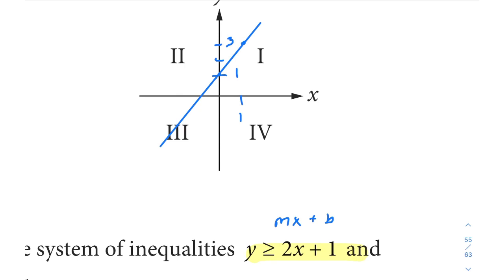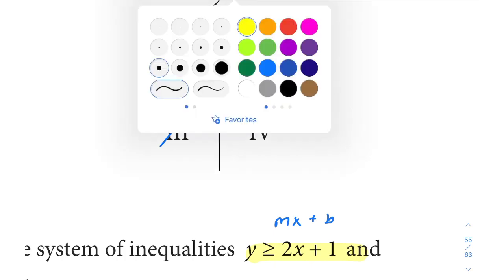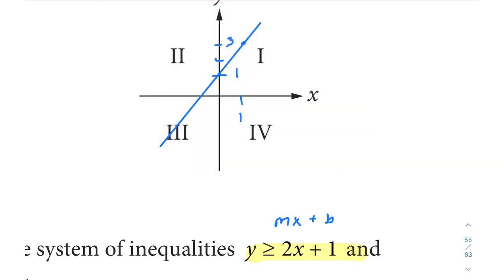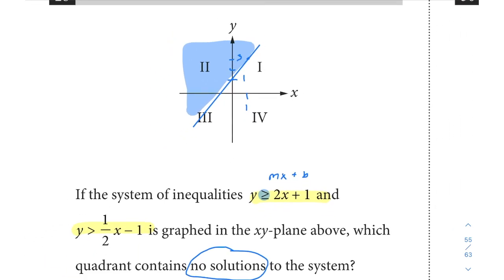Now, because it's an inequality, it means that our solution set will involve shading in either above or below that line. And because it's greater than or equal to for the inequality, that means that you'll be shading in above that line. So this would be this whole area up in here. That would be part of the solution set for that first inequality.